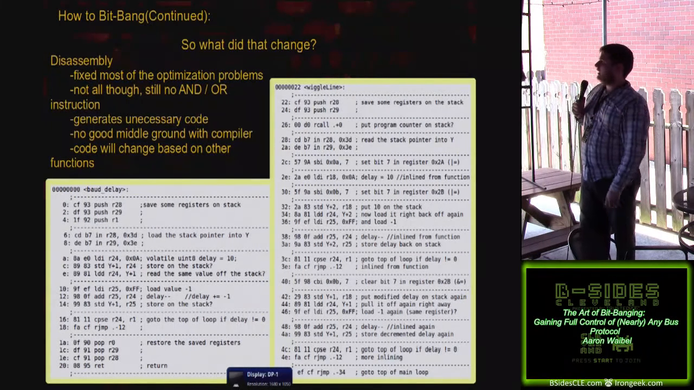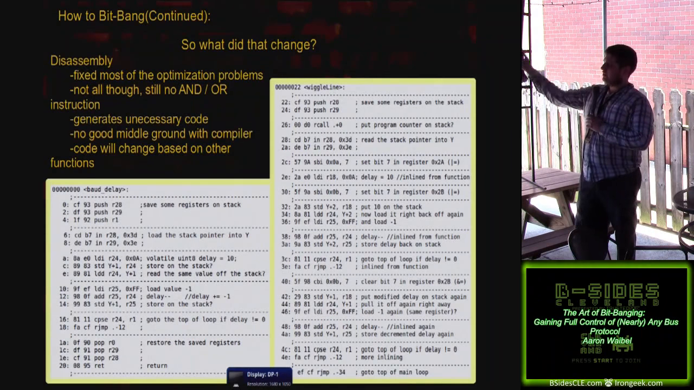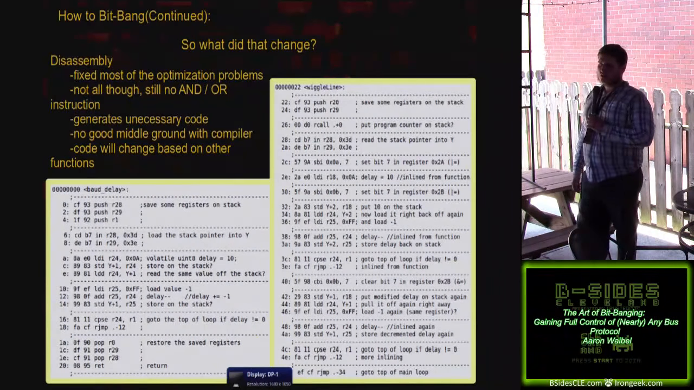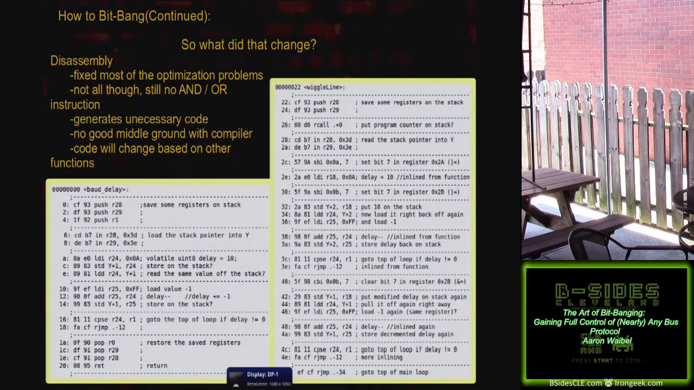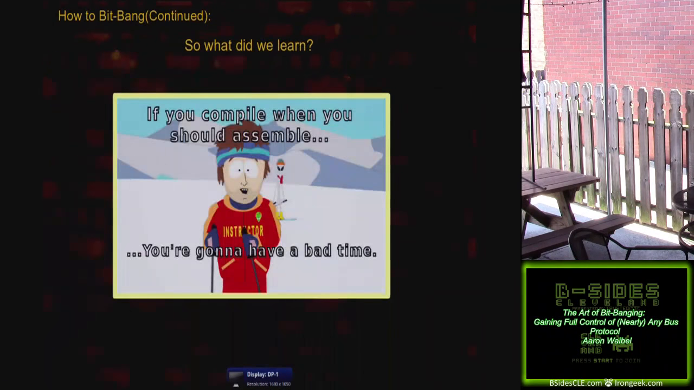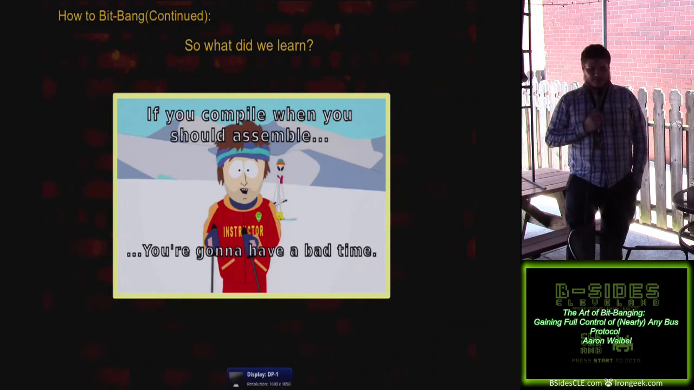For all this, it will behave somewhat as you would expect, but it's going to vary from position to position. When I call baud delay, I want it to wait for exactly some fixed number of cycles, even if I don't know exactly what that is. I want it to be the same for everything. Whereas whenever they start inlining things like this, the actual call time for that baud delay is going to change sporadically throughout your code, which really throws off your timings when you're trying to implement a bus. So the bottom line is, if you compile when you should assemble, you're going to have a bad time.